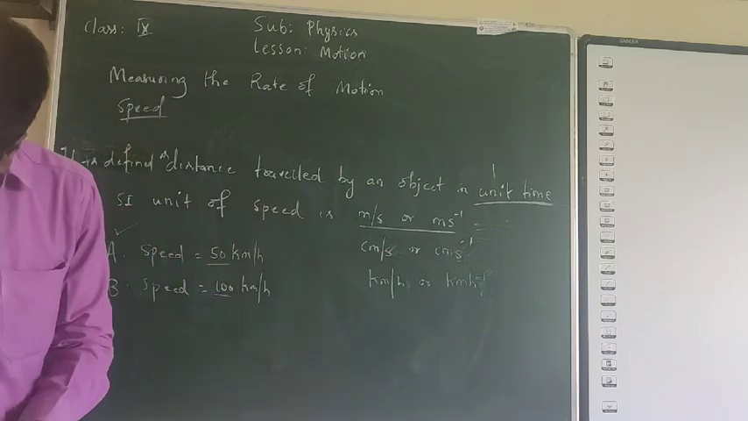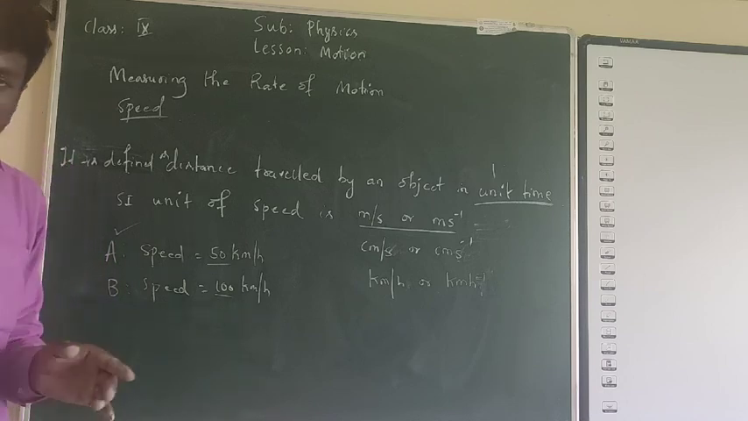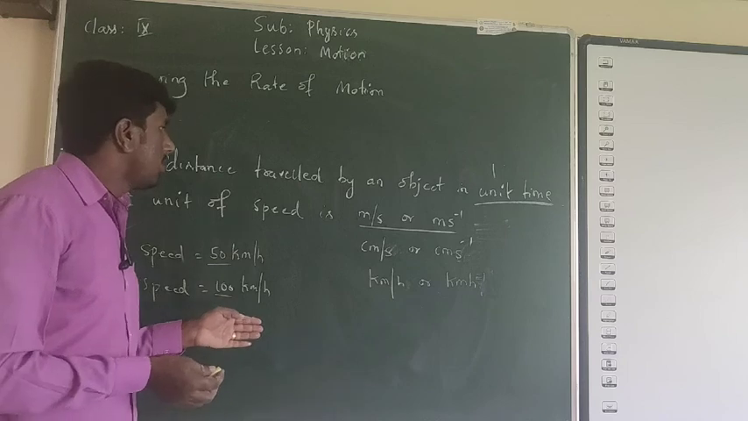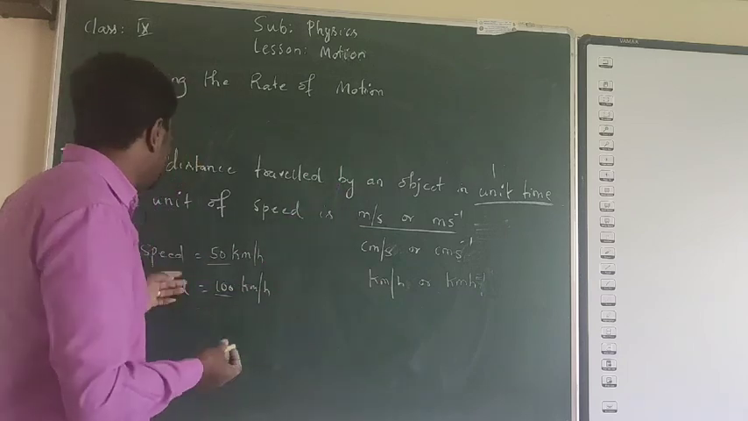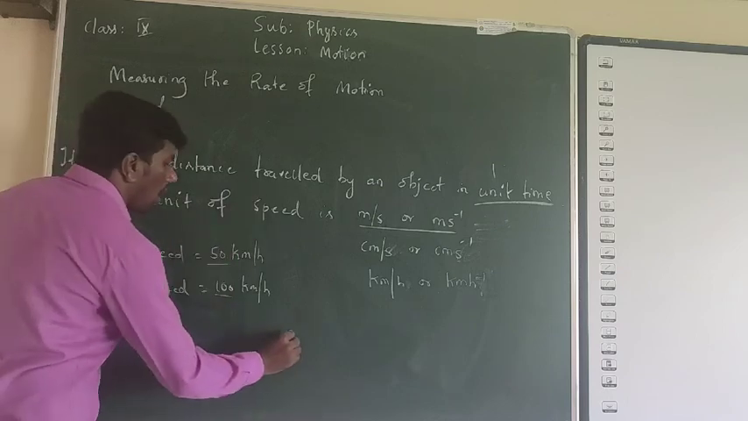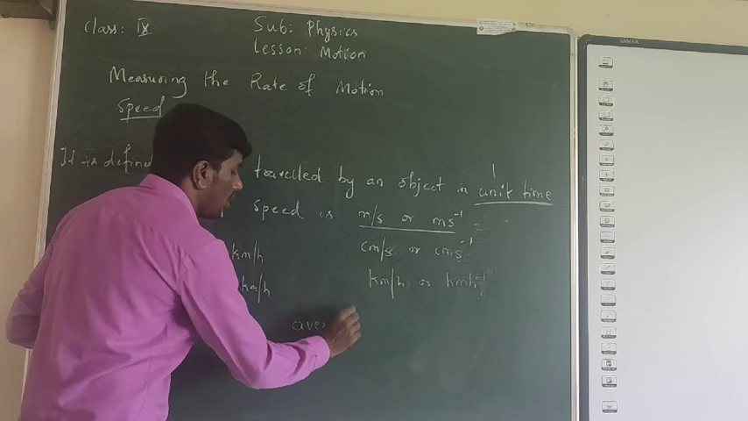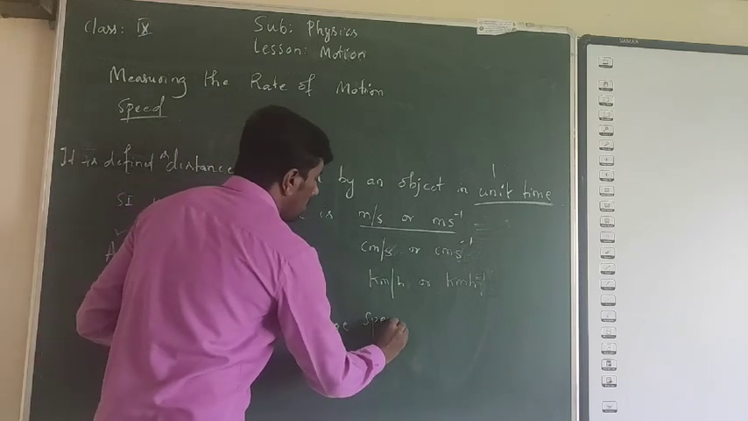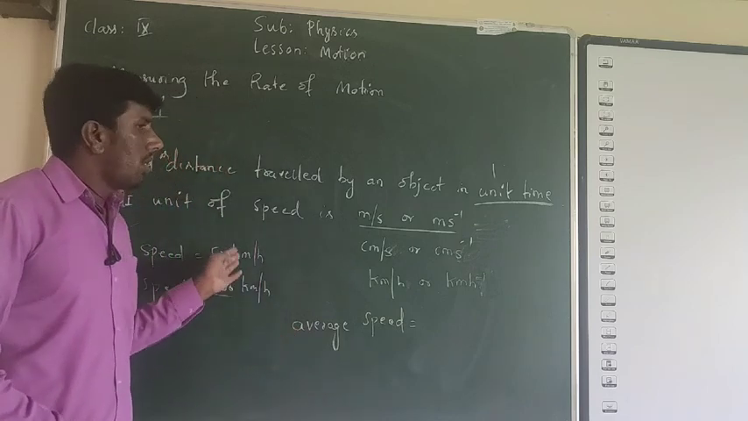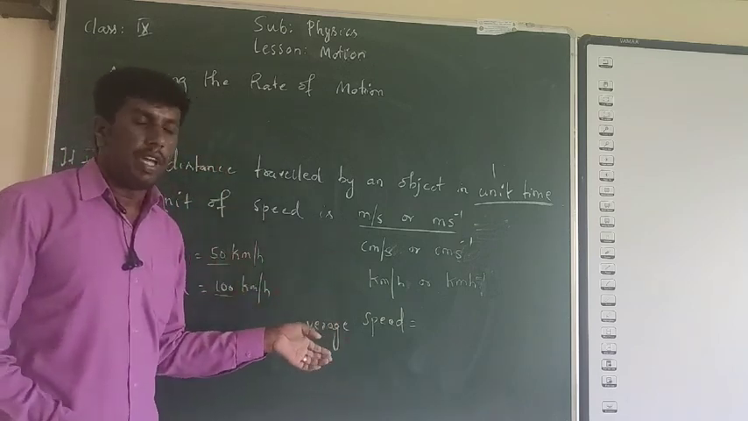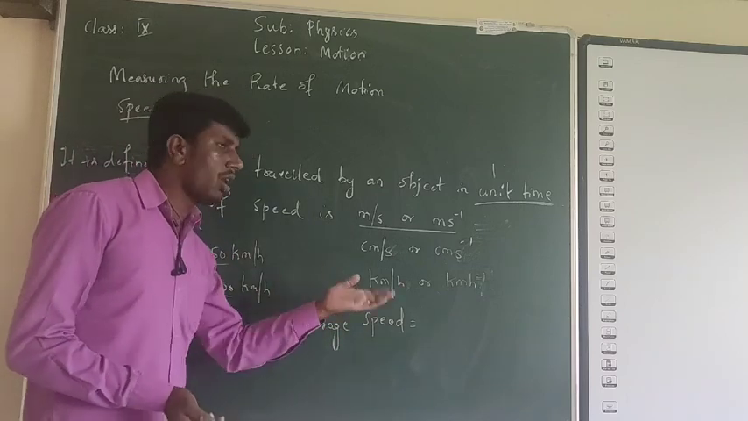So, since most of the motions are non-uniform motion, in those cases we will call it the average speed. Why have we called it average speed? Because it is a non-uniform motion. If it is a uniform motion, we can directly call it speed because the speed is also uniform. Whereas most of the cases are non-uniform motion, so we will use average speed.